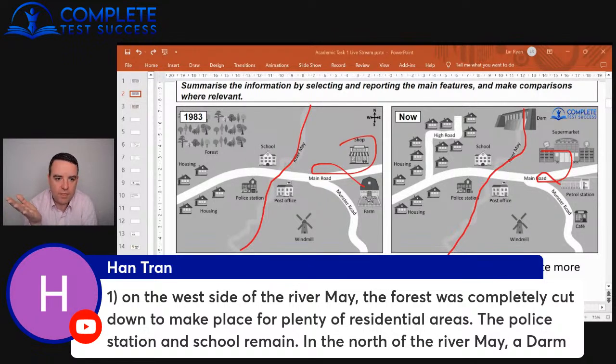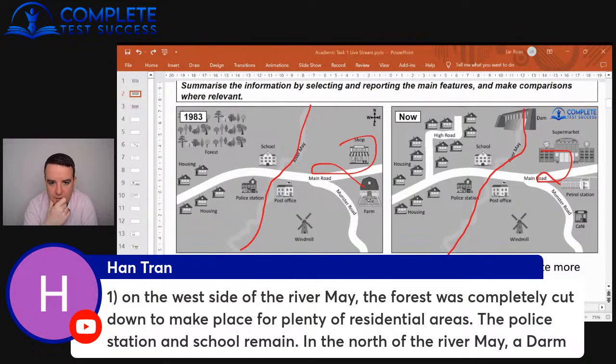So in the overview, being specific was a problem, but in the details paragraphs, it's not going to be an issue if you're too specific. So give the number of houses, give the location, be more specific with those things. The police station and school remain. So again, where are they? Give those locations more accurately.